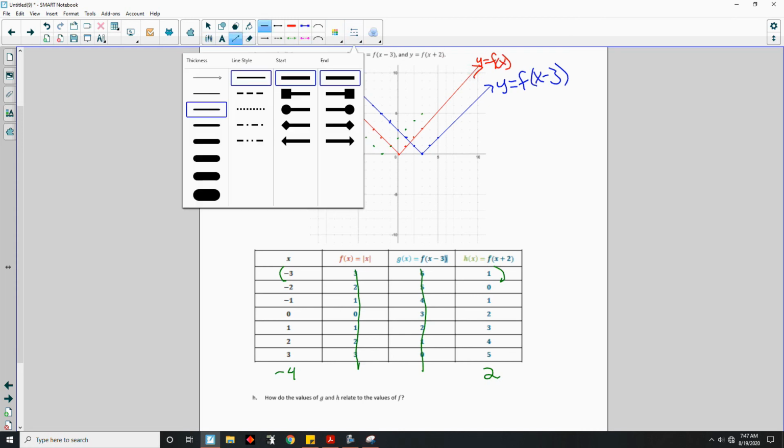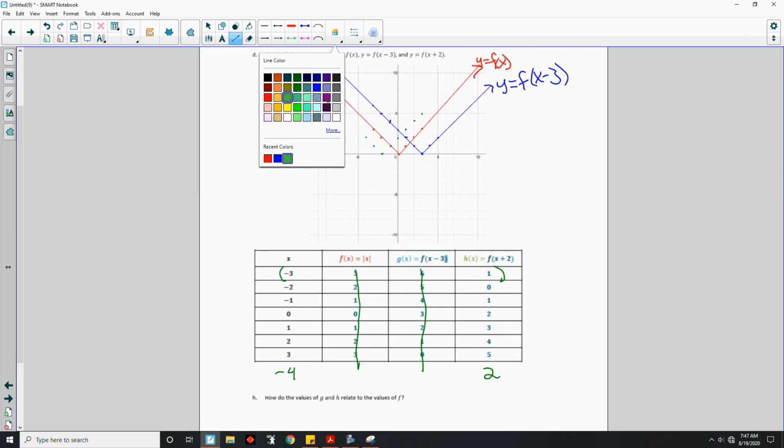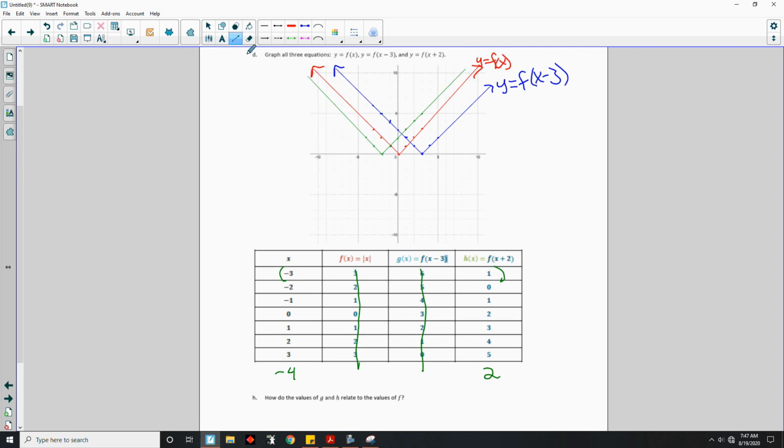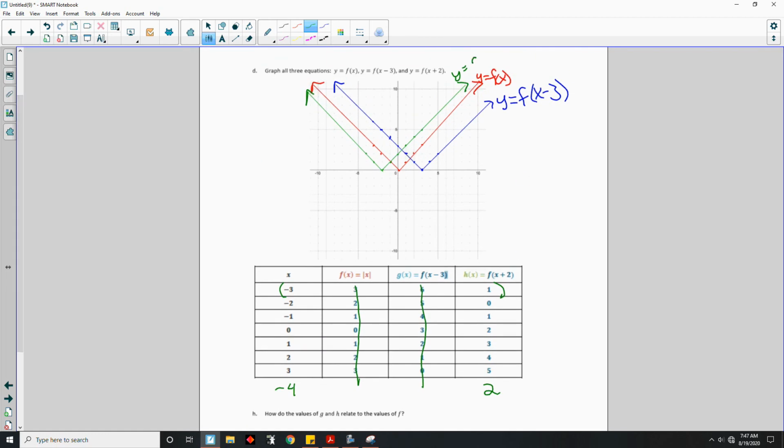So we can draw a segment. Yeah, let's use that. So this is going like so, and this is going like so. And then I put arrows at the end like this, and this is y equals f of x plus 2. Okay, so there are our 3 functions, the red one being the parent function, the blue one, x minus 3, is shifted right 3, and the green one, x plus 2, is shifted left 2. Okay, so let me clean this up and move on.